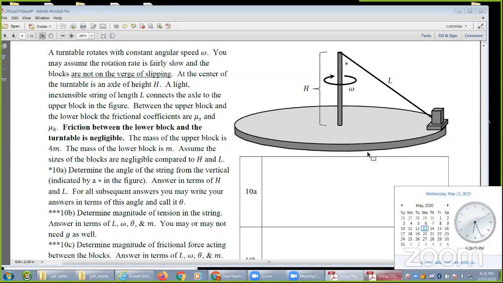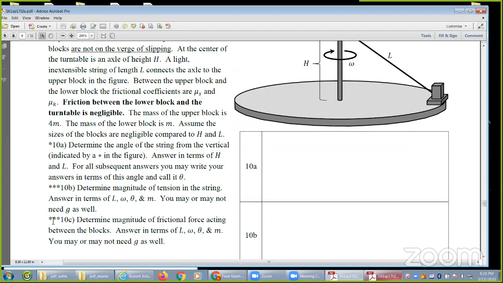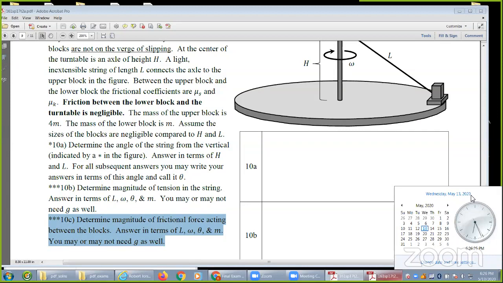If you finish it, if you get to a point where you know you could solve it, look at 10C. So if it's obvious that you would get the tension with just some algebra, then look at 10C here, and I'll let you keep thinking.